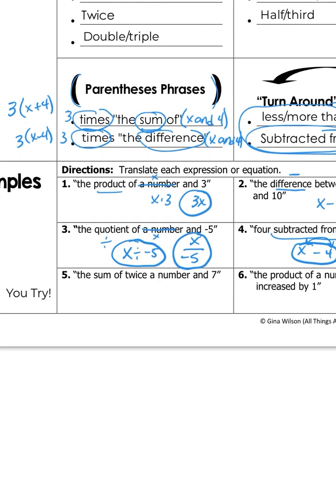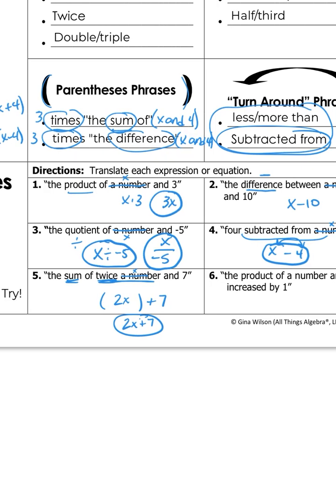And then the sum of twice a number and 7. So sum and twice are two different things. So I'm going to need parentheses. Right? So I'm going to do twice a number. So twice x is 2x and plus 7. So for this one, we don't really need parentheses, but I just wanted you to see that you have to use parentheses when you have two different operations.